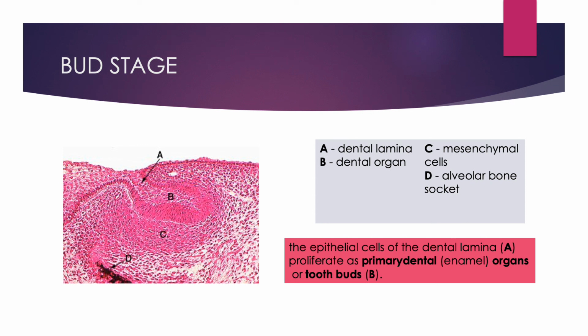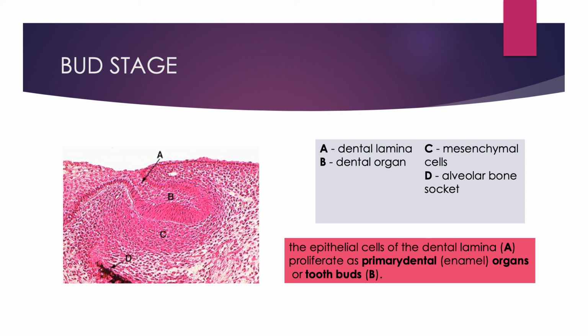At the site of each future tooth, the epithelial cells of the dental lamina at A proliferate to produce swellings. These swellings along the shelf-like dental lamina are referred to as primary dental organs, enamel organs, or tooth buds at B. This is referred to as the bud stage of morphogenesis.